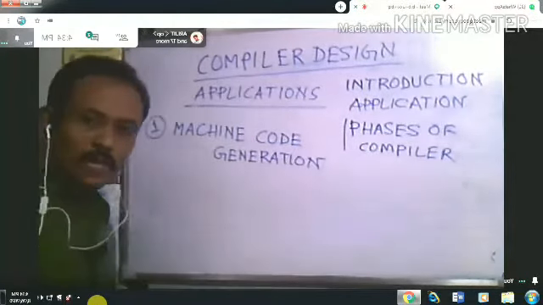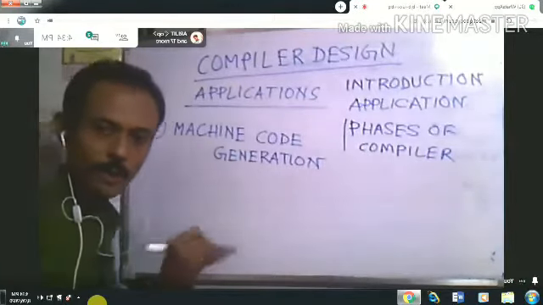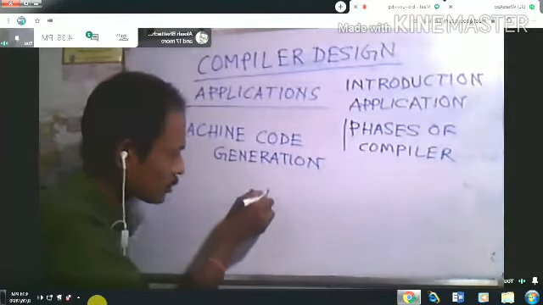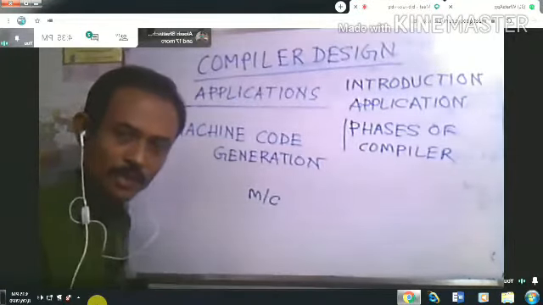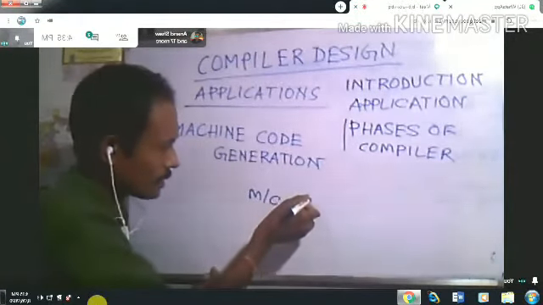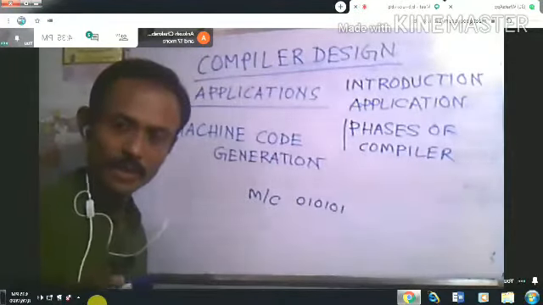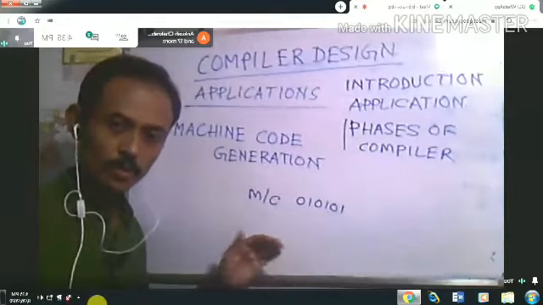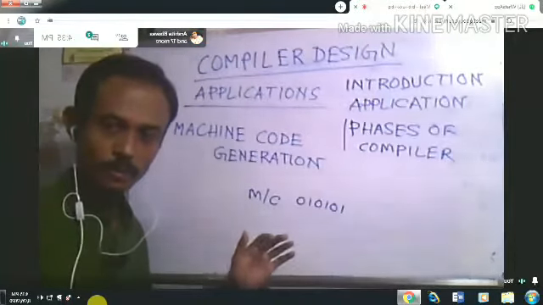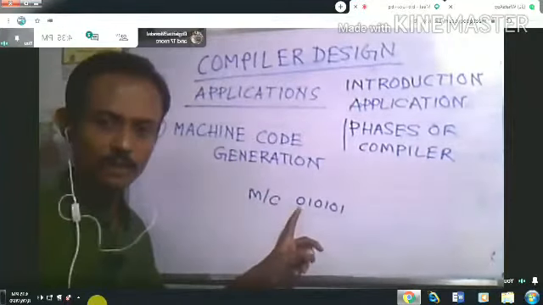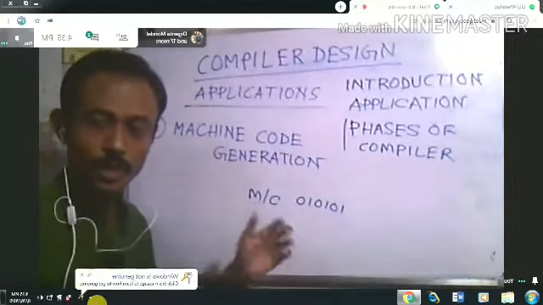Machine code generation. So what happens? Your system will understand the machine code. Machine code is actually in the form of binary codes. We know that ultimately, whatever code you are writing for your software or your program, you have to translate that program into the machine code.